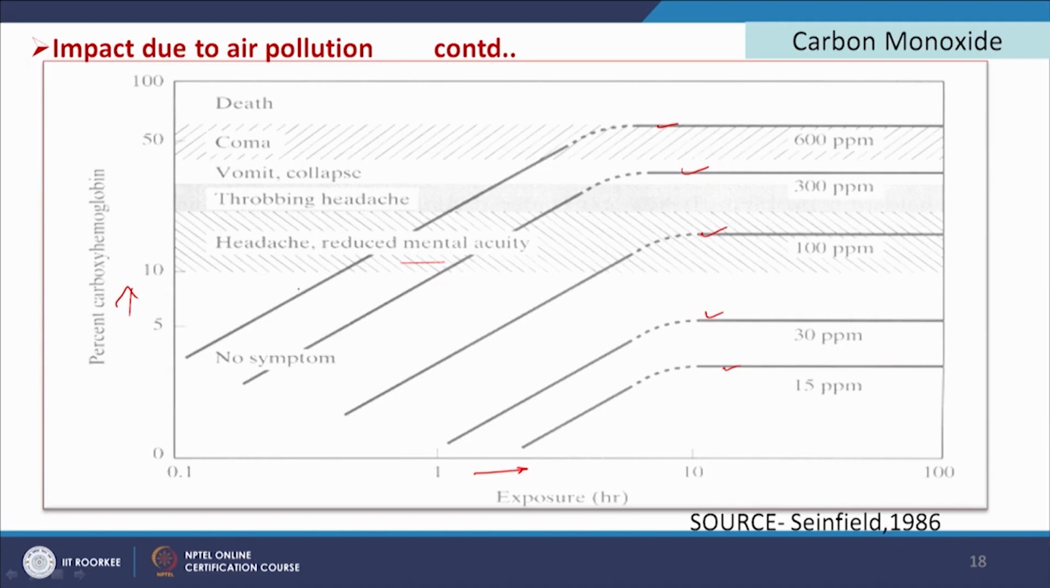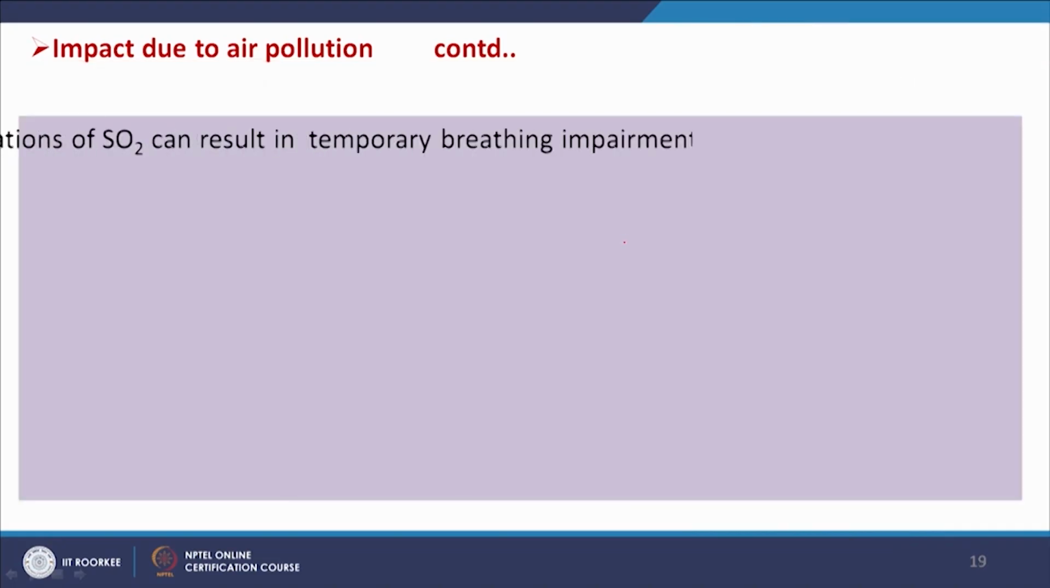Up to 50 there is nothing, but percentage carboxyhemoglobin of 10 is shown here. So, no symptoms, but above this, if it is more than 50, then your exposure duration will give the severity of the impact. Okay. Somewhere we can even have death, coma, vomiting, collapse, or throbbing headache and reduced mental acuity. So, these are the symptoms we can have at different concentrations and exposure times.